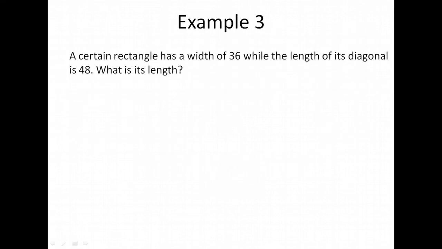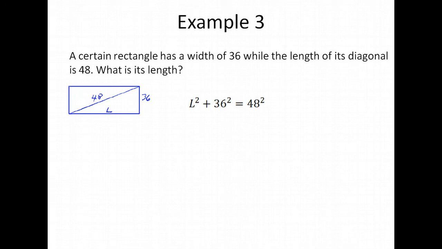Example 3. We have a certain rectangle that has a width of 36 while the length of its diagonal is 48. They want to know what its length is. First off, we draw out our diagram. So 48 is our diagonal length, 36 is our height or the width, whichever one you want to call it, and we're looking for L in this case.